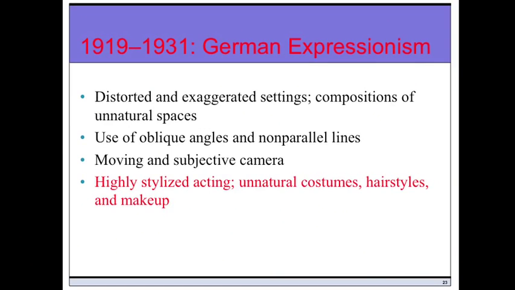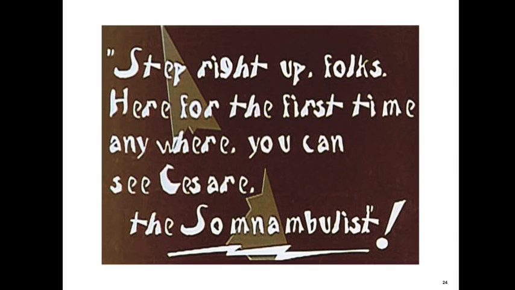So, there's a couple of styles of film that came about in the silent period, and one of the most interesting is German Expressionism. It really popped about 1919 and went until about 1931. Distorted, exaggerated settings, lots of crazy camera shots for the time, very highly stylized acting, overly done costumes and hairstyles and makeup. So this is a film still of a title slate from the Cabinet of Dr. Caligari. So as you can see already from the title slate, it's still weird looking.